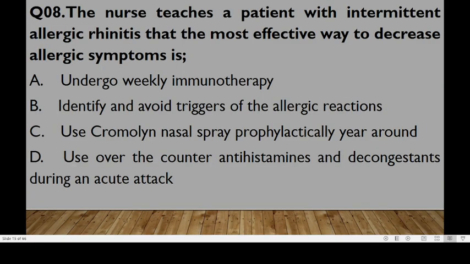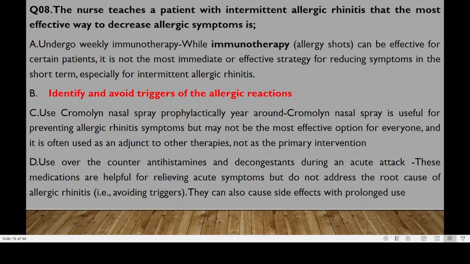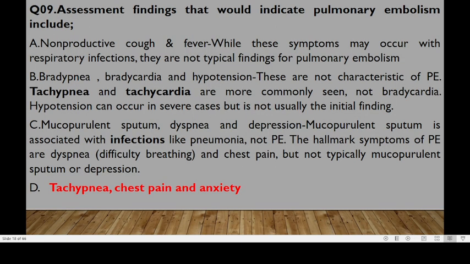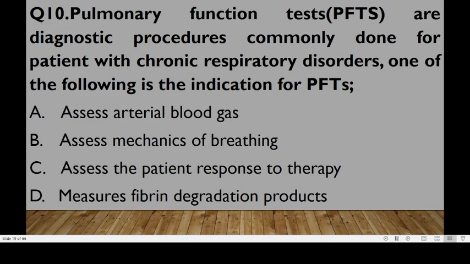The nurse teaches a patient with intermittent allergic rhinitis that the most effective way to decrease allergic symptoms is to identify and avoid triggers for allergic reactions. Assessment findings that will indicate pulmonary embolism: pulmonary embolism is an emergency, so you're looking at option D, tachypnea, chest pain, and anxiety.